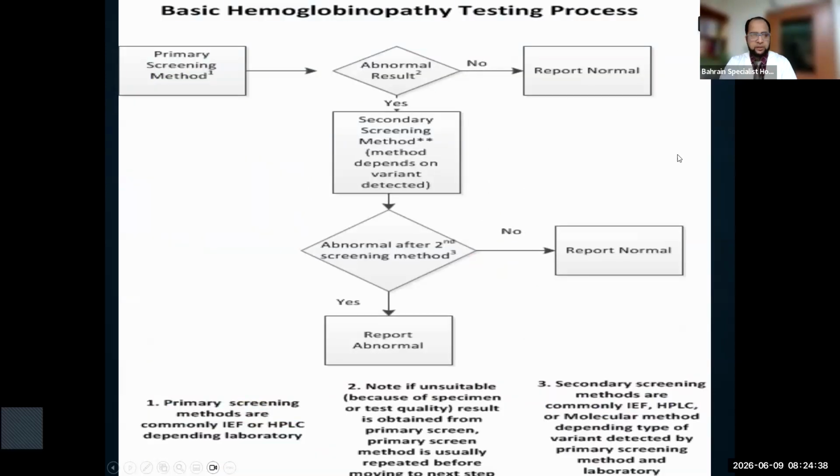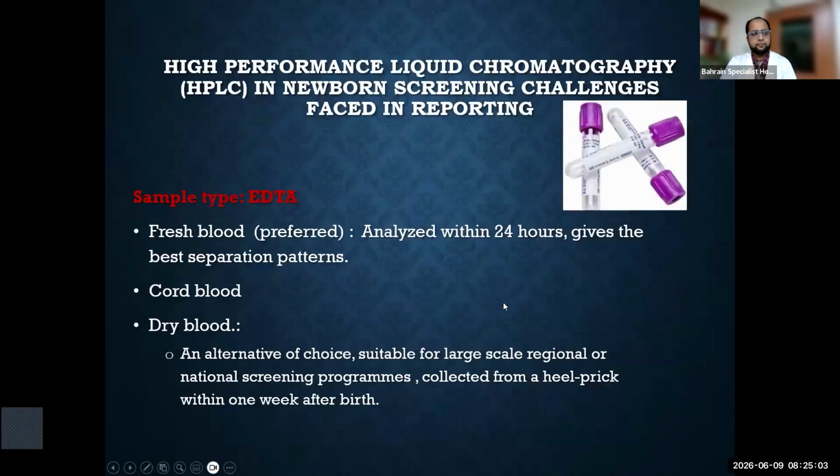The newborn screening program basically suggests we have two screening methods. From the primary screening method, if any abnormality is detected, we have to go ahead with a secondary screening method like HPLC or capillary electrophoresis. Or in addition, we can add DNA confirmation studies.